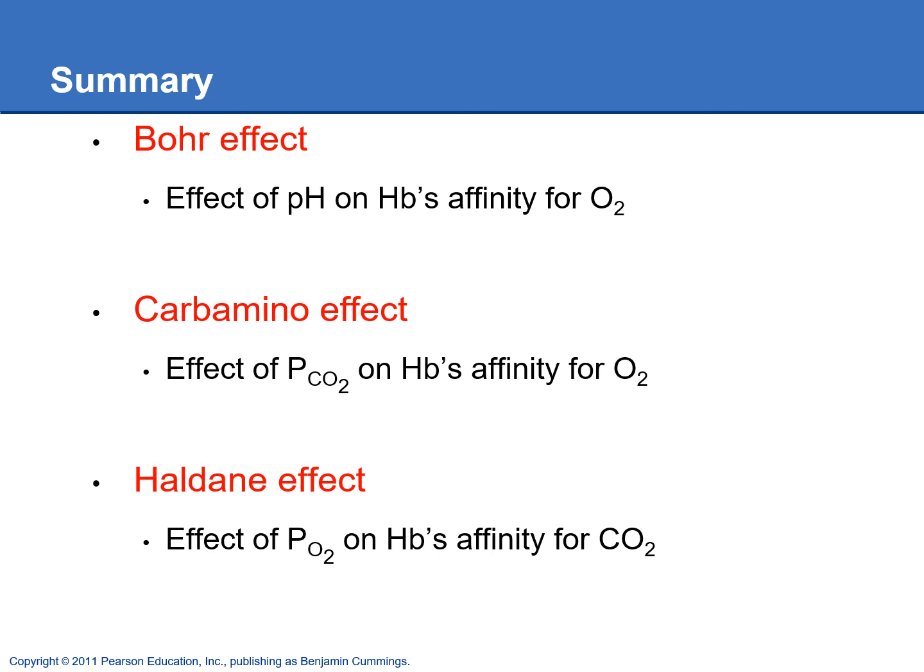The carbamino effect is easy to remember because you've got carbon dioxide in the name, and remember that it binds to the amino acid or protein part of the hemoglobin. So the carbamino effect is the effect of the partial pressure of carbon dioxide on hemoglobin's affinity for oxygen. And then the Haldane effect is just the opposite of the carbamino effect. It's the effect of the partial pressure of oxygen on hemoglobin's affinity for carbon dioxide.